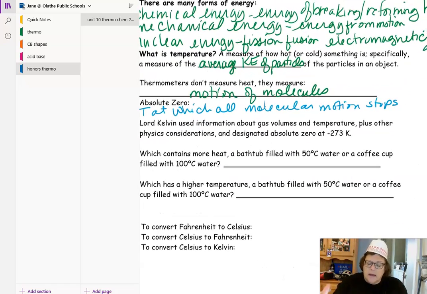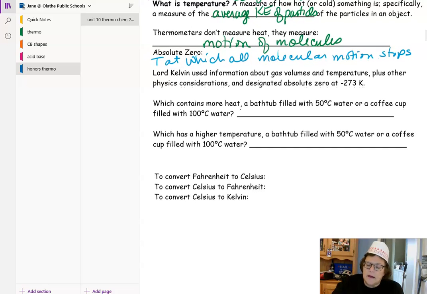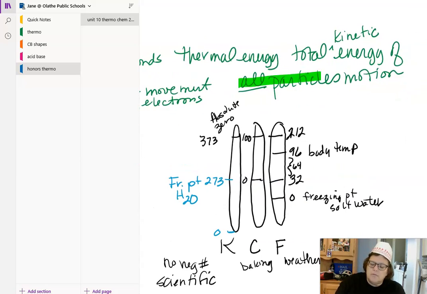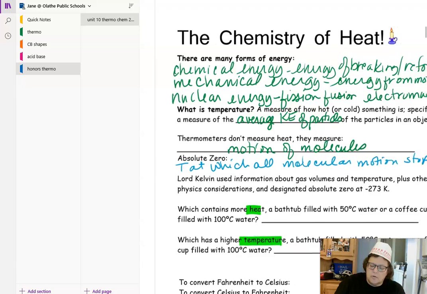All right, so back to this question. Lord Kelvin used information about gas volume. No, we already said that. We're talking about now which contains more heat. Now notice our vocab. Here we have heat, here we have temperature. Let's go back to the definition of heat. Heat is the motion of all of the particles.